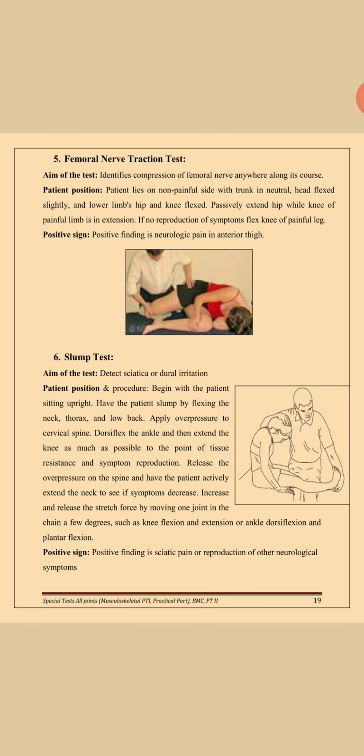Slump test. Aim of the test: detect sciatica or dural irritation. Patient position and procedure: begin with the patient sitting upright. Have the patient slump by flexing the neck, thorax, and low back. Apply overpressure to cervical spine. Dorsiflex the ankle and then extend the knee as much as possible to the point of tissue resistance and symptom reproduction. Release the overpressure on the spine and have the patient actively extend the neck to see if symptoms decrease.